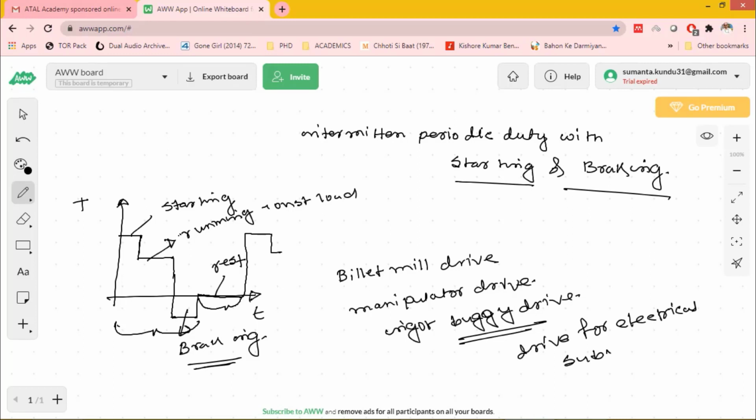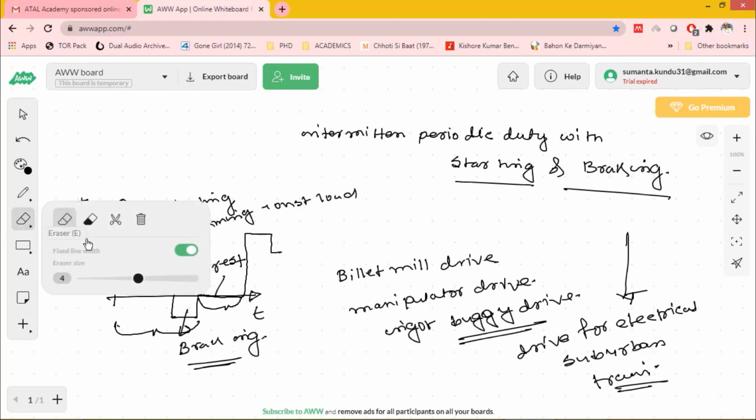So this is the most important example of intermittent duty with braking and starting: drives for electrical suburban trains. If you see in an electrical suburban train, there is a starting period, then running at constant load, and then when the station is about to arrive, about 2 minutes before, it puts on its brake, so there is a braking period. Then again there is a rest period, and then it starts running for the journey to the next station. So it is the most important example of intermittent periodic duty with starting and braking.